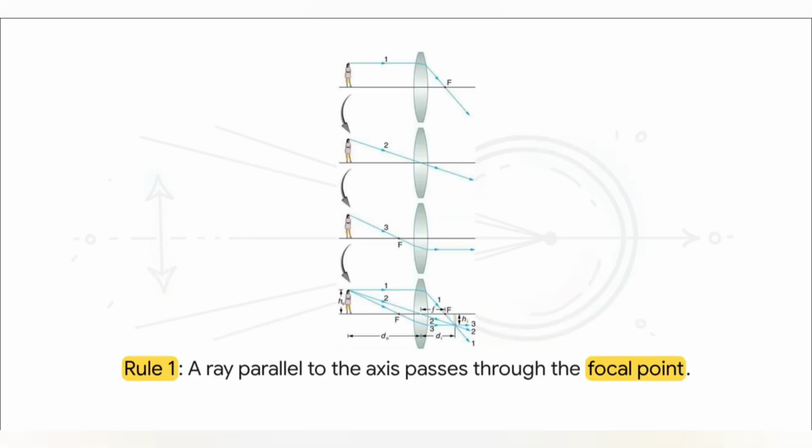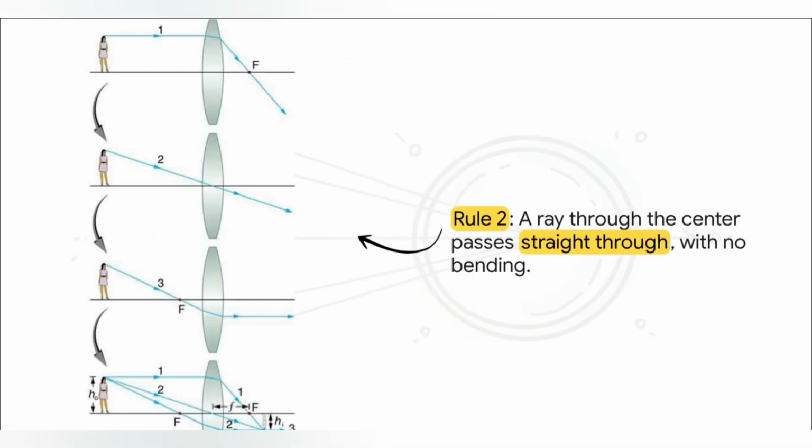We're going to draw our first light ray, starting from the very top of our arrow, and we're going to draw it parallel to that center line until it hits the lens. As soon as it hits the lens, what does it do? It bends and passes right through that focal point on the far side. See? Perfect. Okay, one ray down.